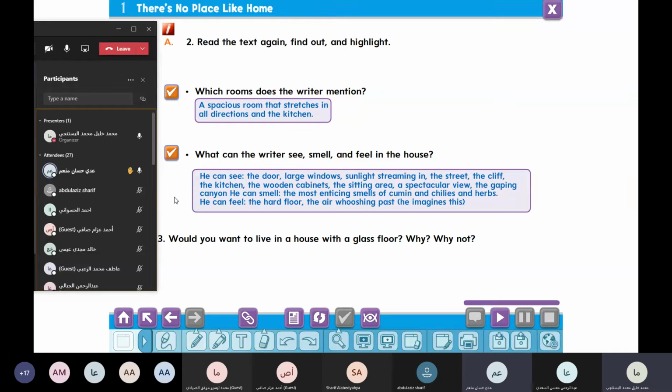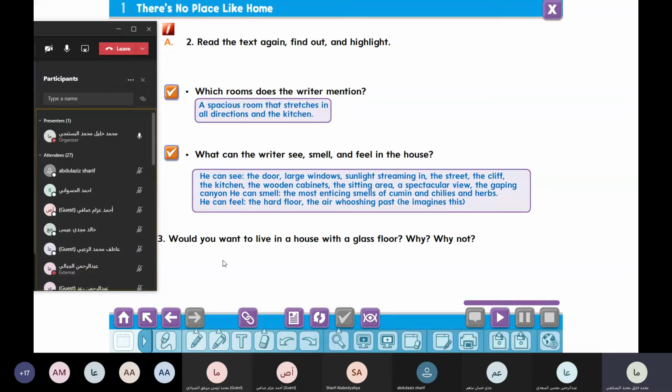He can see the door, large windows, sunlight streaming in, the street, the kitchen, the wooden cabinets, the sitting area, a view, the gaping canyon. He can smell the most intense smells of cumin and chilies and herbs. He can feel the hard floor as the air washing past. He imagined this.